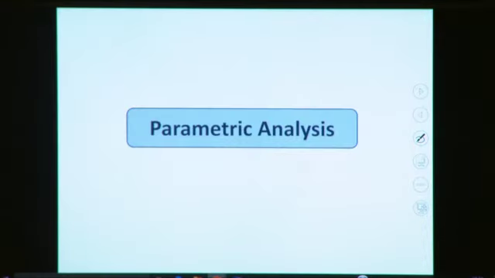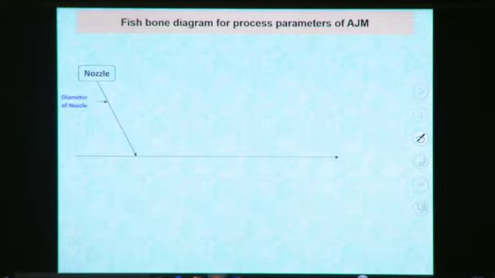So now we have to do the parametric analysis. What are the different parameters? First we have to find out what the different parameters are, and then we have to select what is the effect of parameters on process performance. Okay, so this is the fishbone diagram for the different process parameters in the abrasive jet machining process.